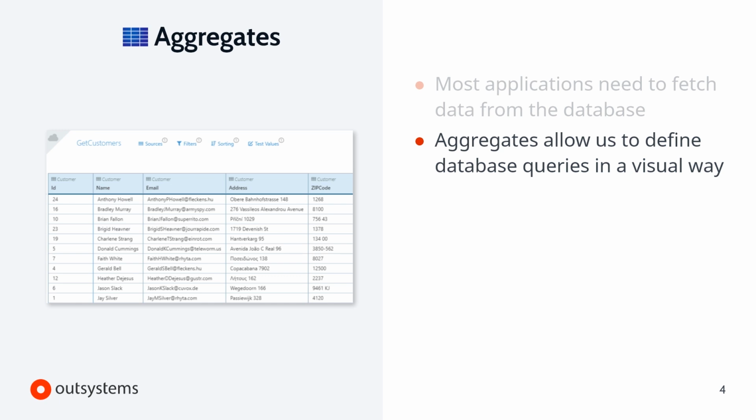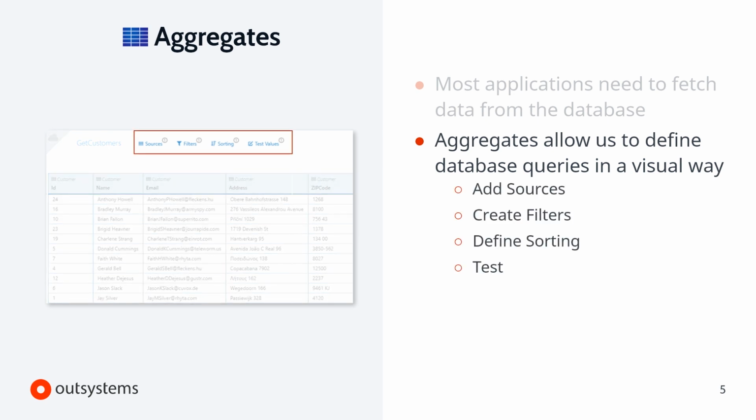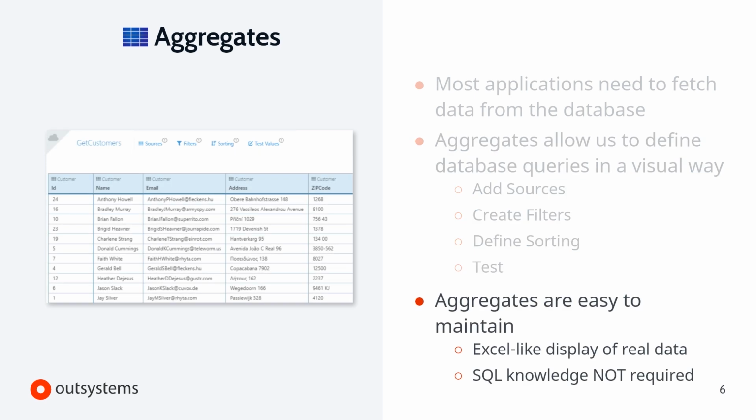To the left, you can see the aggregate editor that allows us to visually define a database query. At the top of the editor are 4 tabs that allow us to add different data sources, create filters, define sorting, and test the query during development. Aggregates are relatively easy to create and maintain because the editor ends up looking a little bit like an Excel spreadsheet, and we don't need detailed knowledge of SQL. Let's go over the 4 capabilities of aggregates in detail.